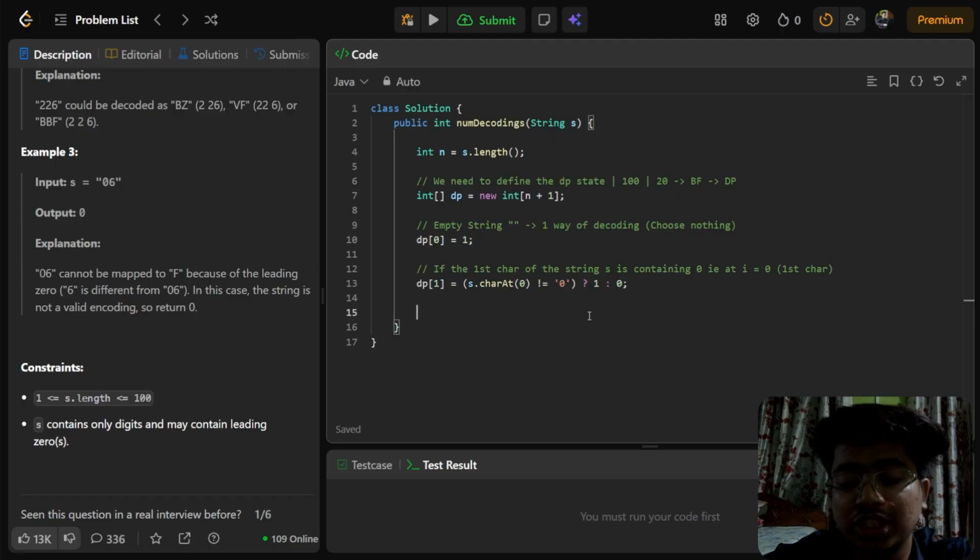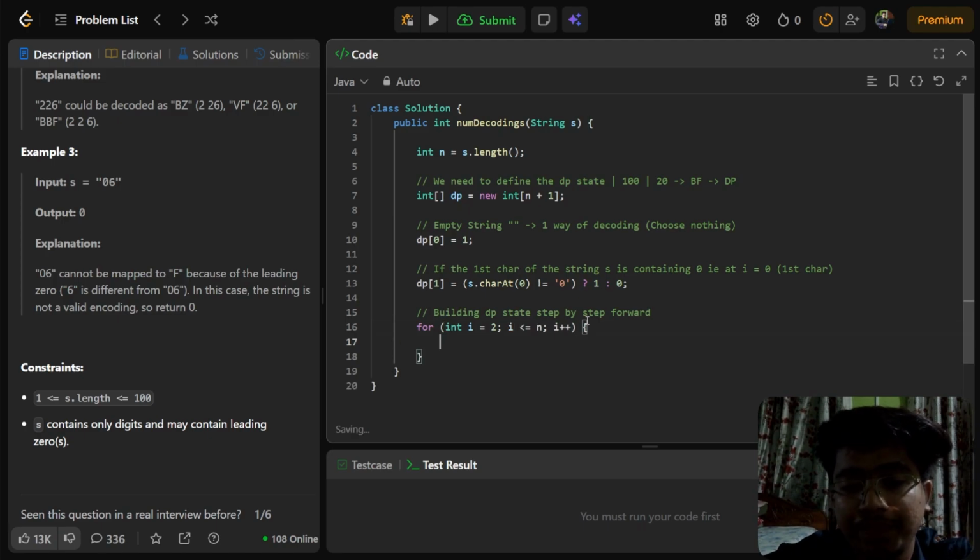Now we'll be building the DP state step by step forward. So we have handled the 0 case and the 1 case. Now we start building from 2 case. For integer i equals to 2, i less than equals to n, the total length, i plus plus. So first of all, we'll be extracting just the back character.